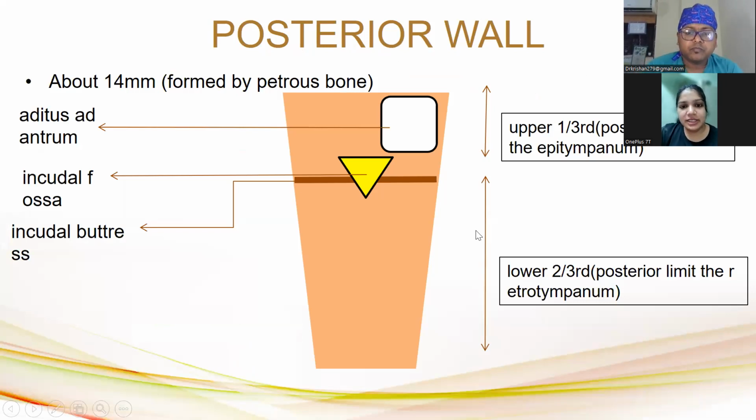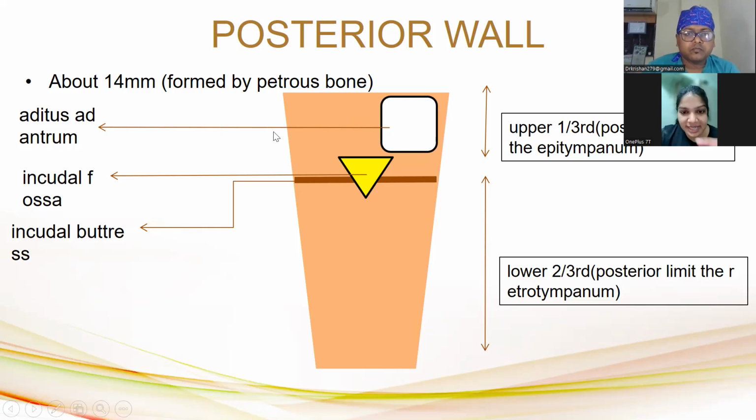Okay. Now we'll see the posterior wall. As I have already told you, the posterior wall is also called the mastoid wall. It is formed by the petrous bone. It is also important. Anyone can ask you in the viva which bone forms the posterior wall. So you should know this.